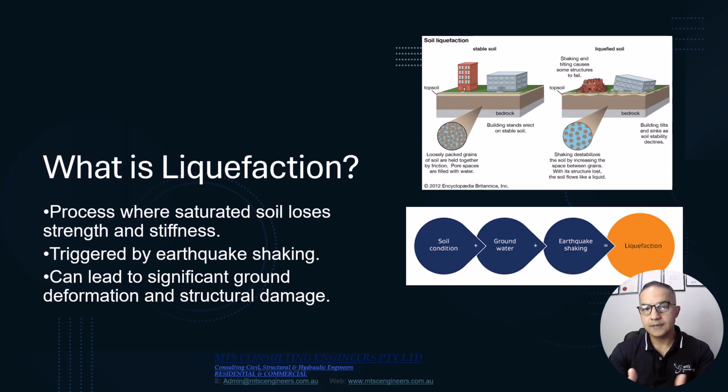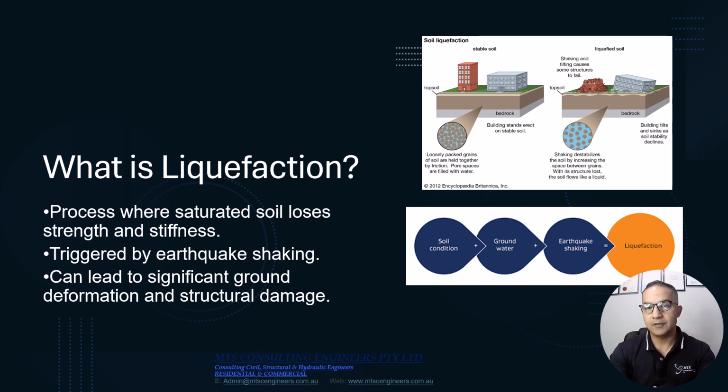So what exactly is liquefaction? In simple terms, it's a process where saturated soil loses strength and stiffness. This phenomenon is primarily triggered by earthquake shaking. As depicted in the diagram, a stable site with loosely packed grains and water-filled pore space can transform into a liquefied soil when shaking increases the space between grains, causing it to flow like a liquid.